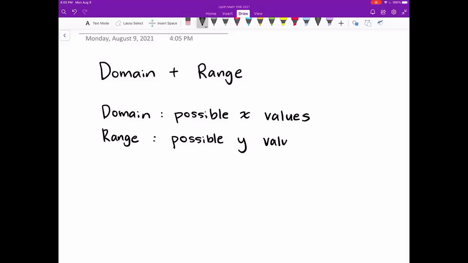And for domain and range, the way we express it is usually using set notation. I believe we learned that in the second lesson, but we can do a quick example of what set notation is.